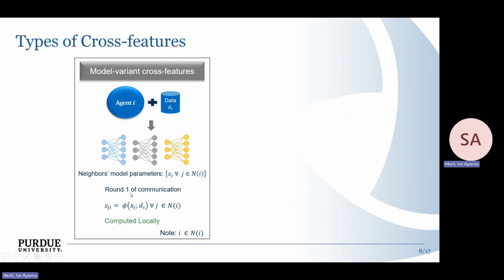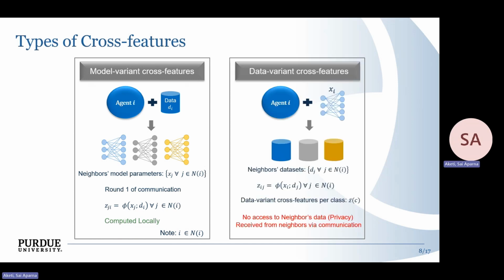Note that these can be computed locally at each agent. The other set of cross features are known as data variant cross features. These are the last hidden layer representations of the local model parameters xi with respect to the neighbor's datasets. Since you cannot have access to the neighbor's dataset because of privacy concerns, these cross features are received through an additional communication round.